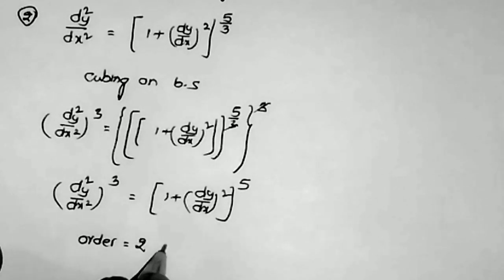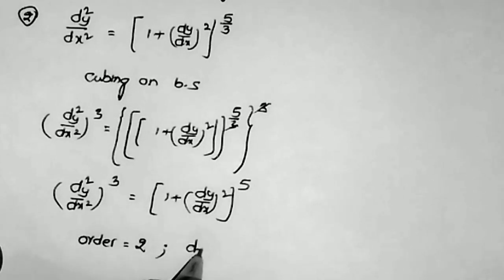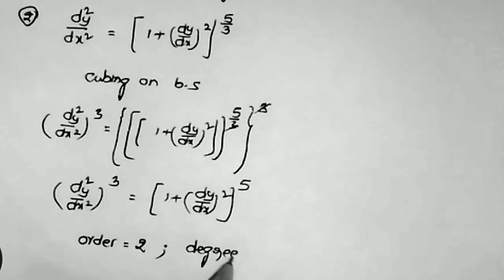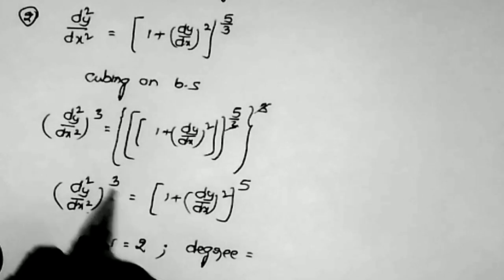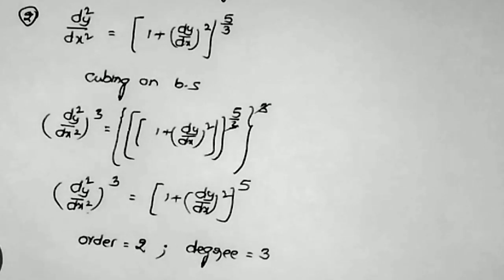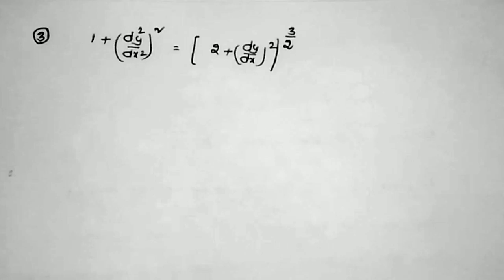This is the highest derivative, order is equal to 2, and degree is equal to the power of the highest derivative. Here (d²y/dx²) power is equal to 3, that is, degree is equal to 3. That's all. This is the answer.